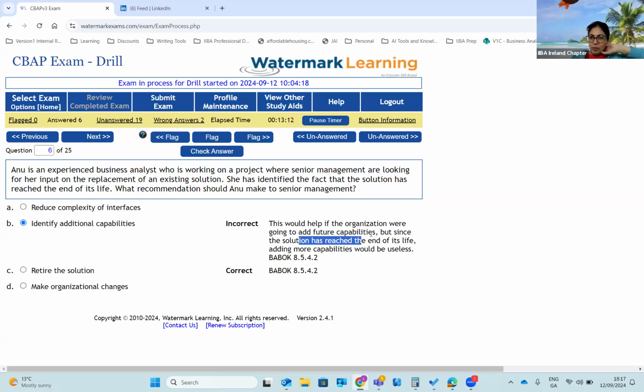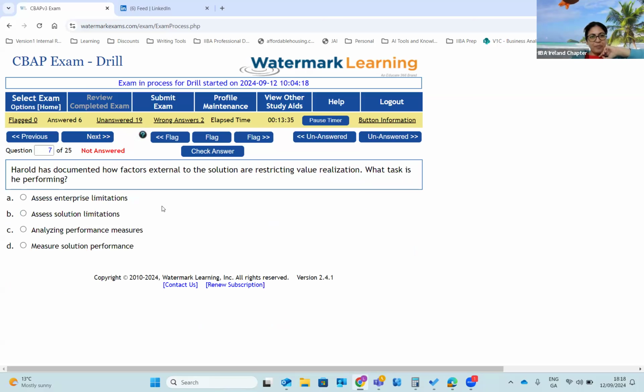Going to add future capabilities, but since the solution has reached the end of its life, adding more capability would be useless. So the task we were on was recommend actions to increase solution value. So this is the one for after it's already been implemented.